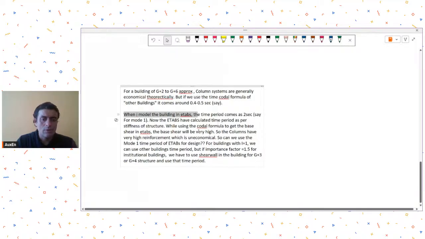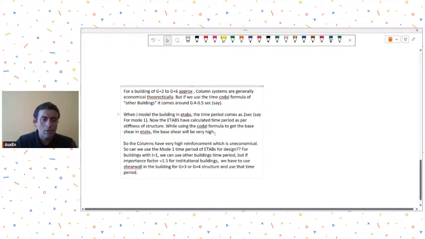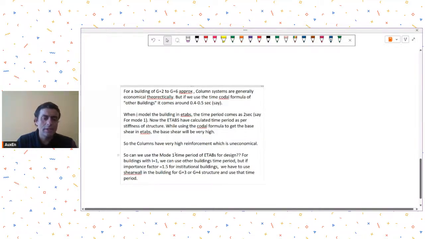While using the codal formula to get the base shear in ETABS, the base shear will be very high. So the columns have very high reinforcement, which is uneconomical. So can we use the mode 1 time period of ETABS for design? For buildings with importance equal to 1, we can use the other buildings time period. But if the importance factor is 1.5 for institutional buildings, we have to use shear walls in the buildings.